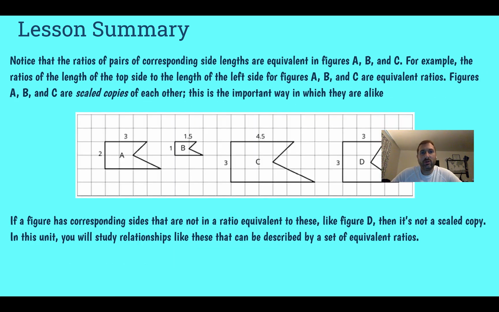We also can use equivalent ratios to describe scale figures and scale copies. So A, B, and C here are all scale copies. The ratio of the top length to the side length are all equivalent. But if we look at D, the ratio of the top to the left side is no longer equivalent to the others, and we can see that it is not a scale copy anymore. It didn't follow that same equivalent ratio. It's not a scale copy.